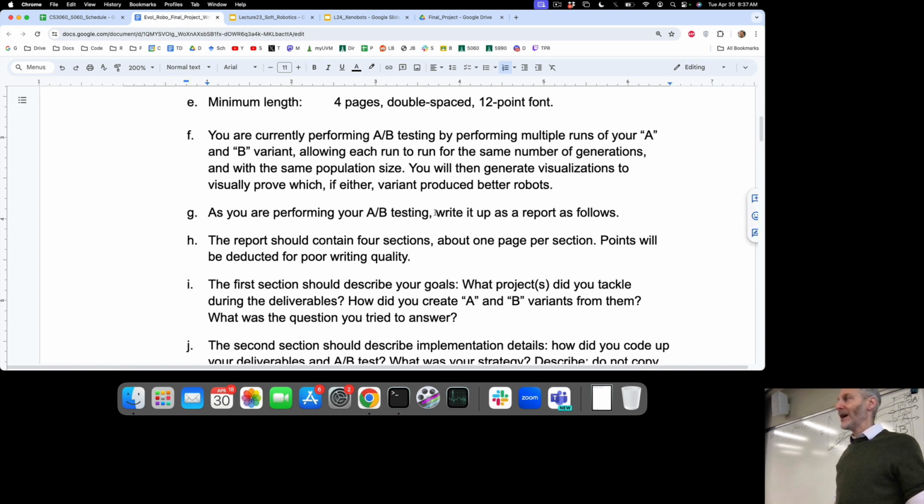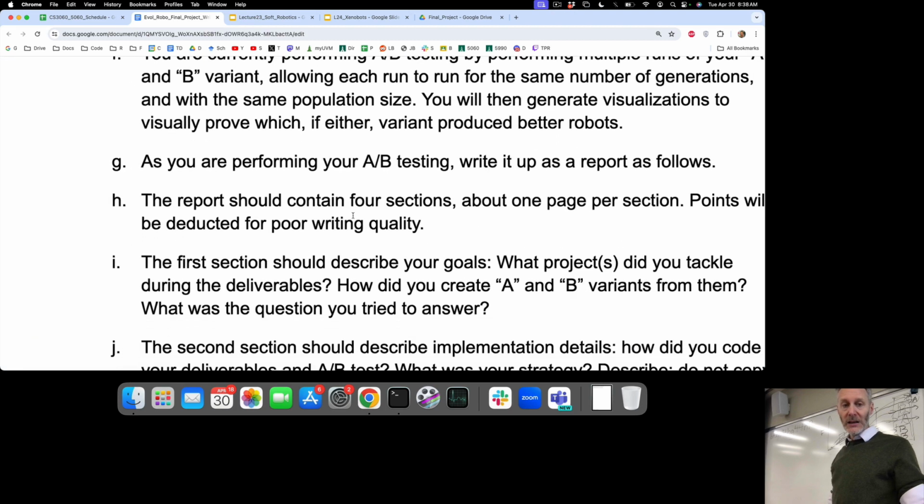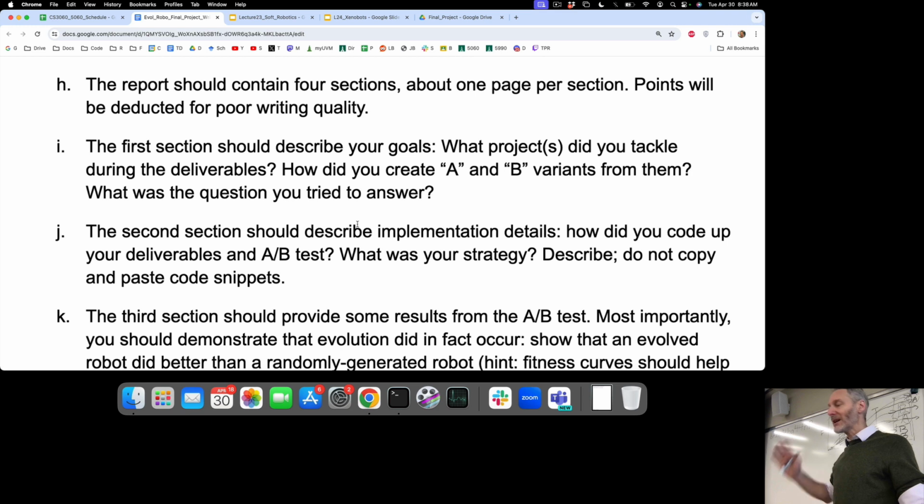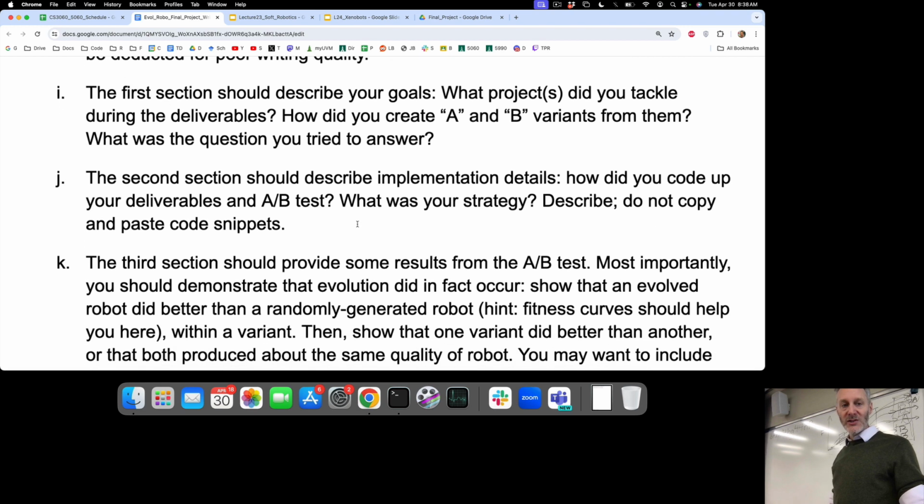As you're performing your A/B testing this week, I suggest you write your written report along with your collection of data, so you're not writing your written report all at the end. Your report should contain 4 sections, about 1 page per section. Points will be deducted for poor writing quality. We want to make sure you communicate your ideas clearly to us. Okay, let's go through these 4 sections.